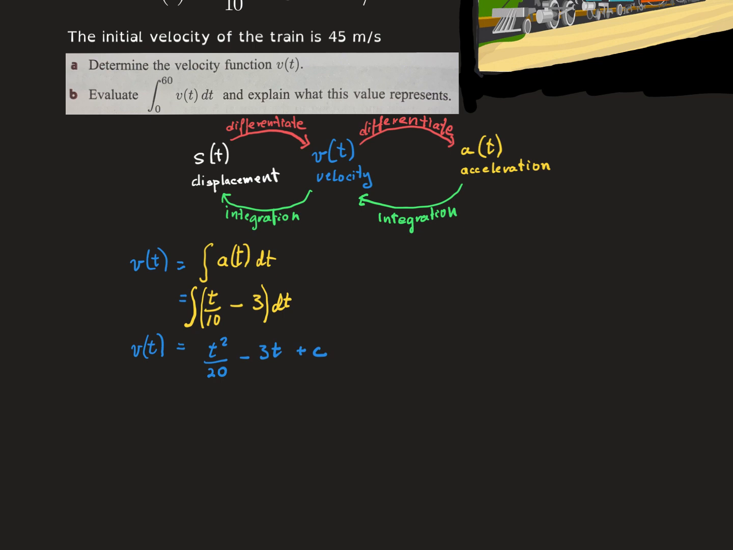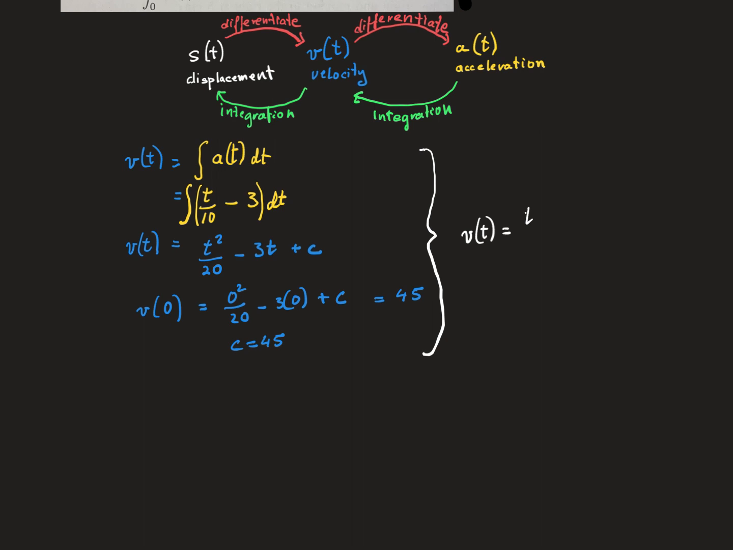So we can just insert that initially at time t equal to 0. Then, therefore, 0 squared over 20 minus 3 times 0 plus c is equal to 45. Well, in other words, c is equal to 45. So our equation for the velocity should be, in that case, t squared over 20 minus 3t plus 45.